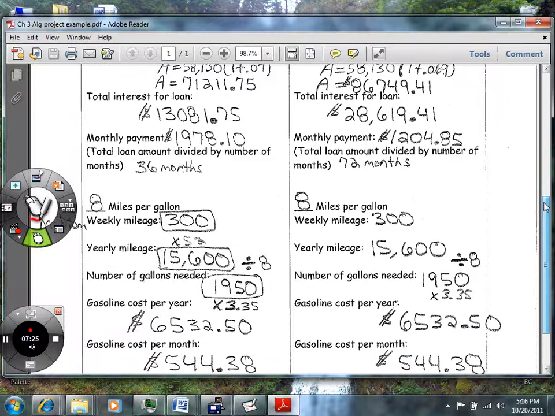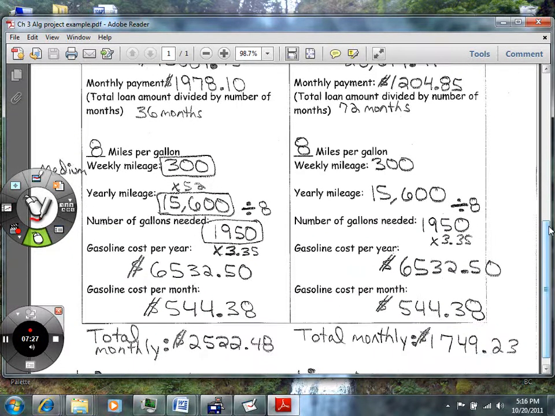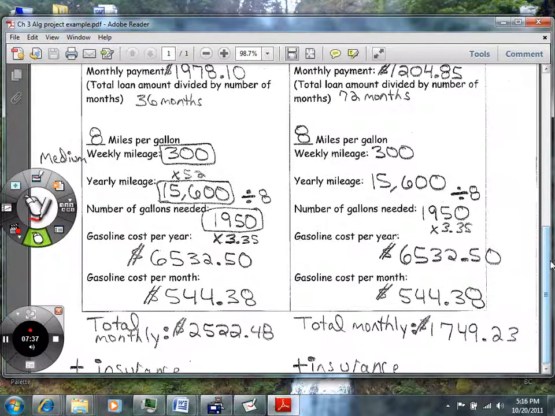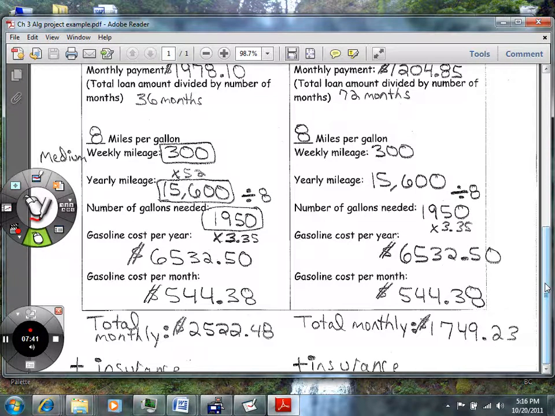And then really the rest of it, it's all the same. The only thing would be my extra column at the bottom where I'd have total monthly, and that would be a little bit different because my monthly payment was a little bit less for this payment plan, even though I'll be paying for 3 more years. So hopefully that helps a little bit. You're on your own for the rest.